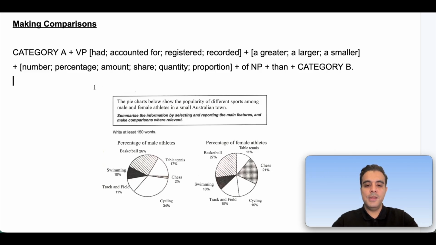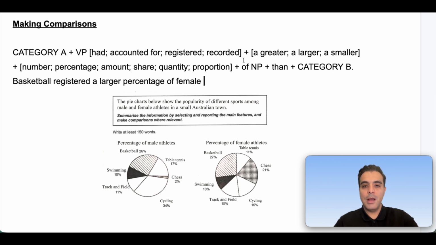So let's begin with the first category: basketball. Now we could say accounted for, we could go with registered, recorded, had. Let's just go with registered in this case. Or a verb like attracted would have worked really well here. Basketball attracted a greater percentage of female athletes. But I'll just go with something included in the structure for now. So basketball registered a larger percentage, I could have gone with proportion, of female Australian athletes.